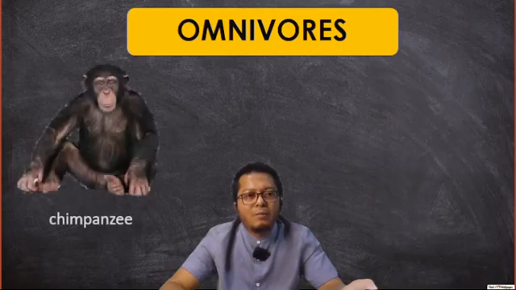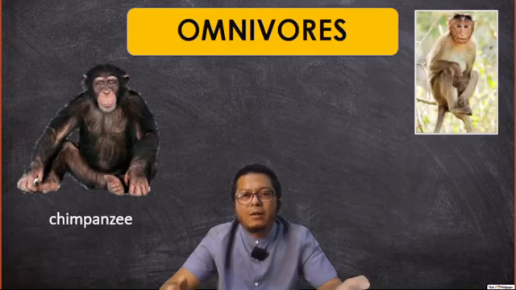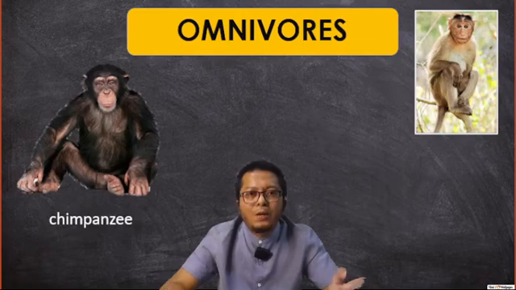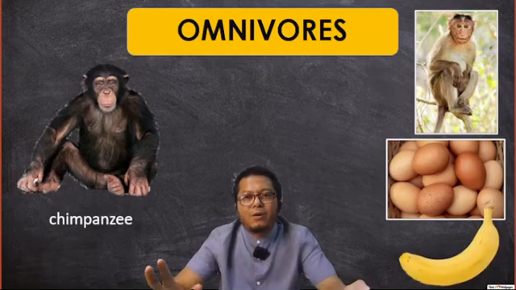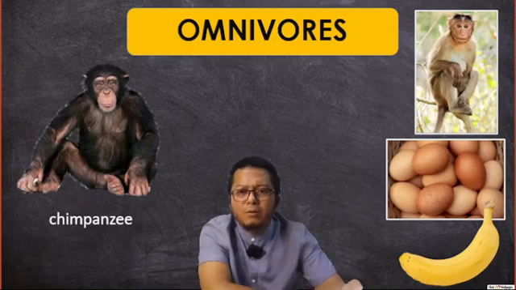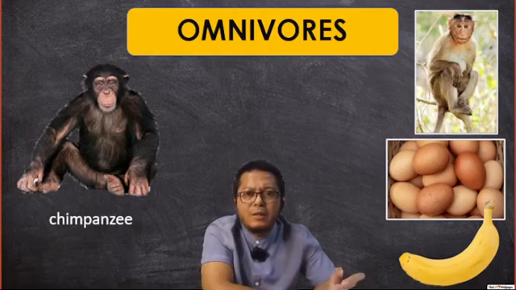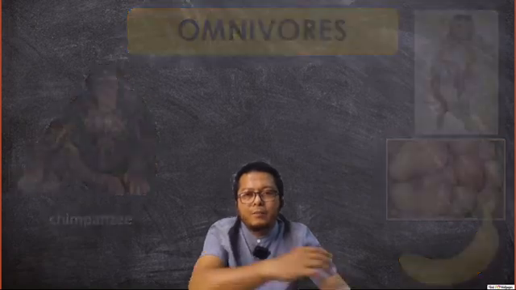So next animal, chimpanzee. Chimpanzee is known to eat other monkeys, and it can eat eggs and banana. Of course, most chimpanzees love banana. All chimpanzees love banana. I think monkeys love banana too. But then chimpanzee is in the omnivores group because it can eat both animals and plants.